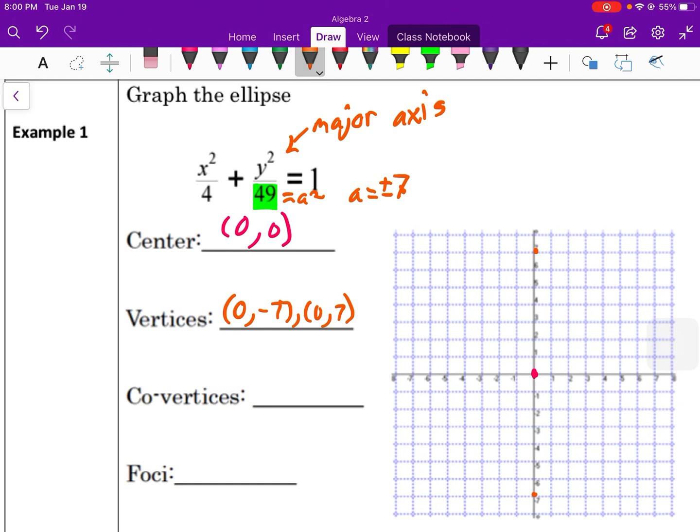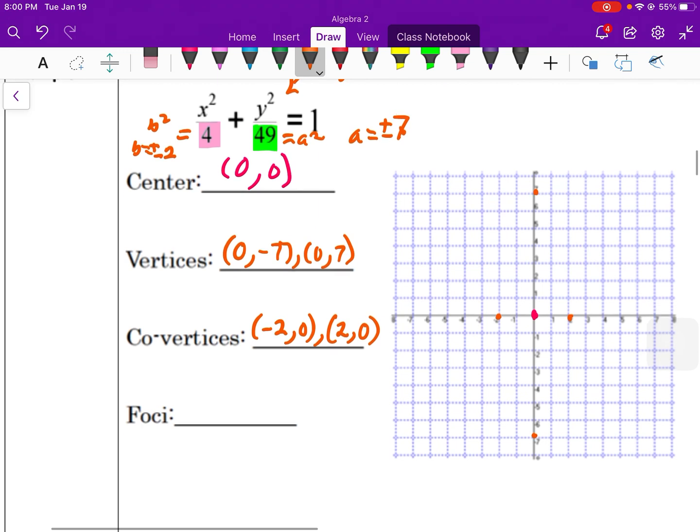To find b, this is b squared. When we take the square root of both sides, b equals plus or minus 2. So for our co-vertices, we have negative 2, 0 and 2, 0. We go 2 to the left, that's negative 2, 0, and then 2 to the right, that's 2, 0. Now we can draw our ellipse. So that's it right there.